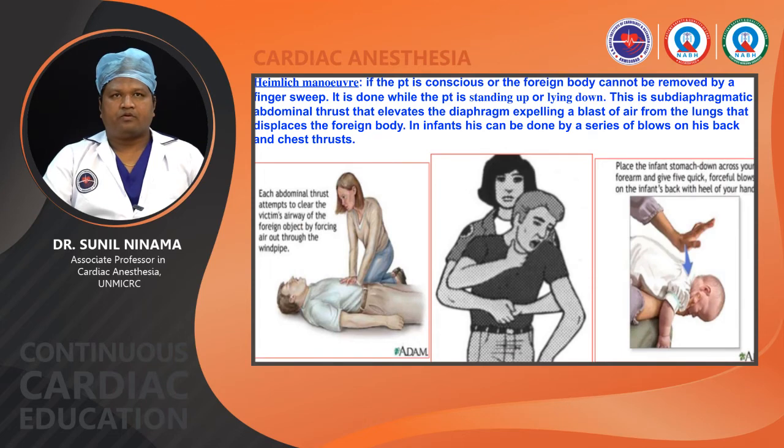For the Heimlich maneuver, if the patient is conscious and the foreign body cannot be removed by finger, then you have to give abdominal thrusts. While giving the abdominal thrust, air comes out from the lungs, and that's why the foreign body comes out from the oral cavity. In the case of infants, you have to give blows on the back.